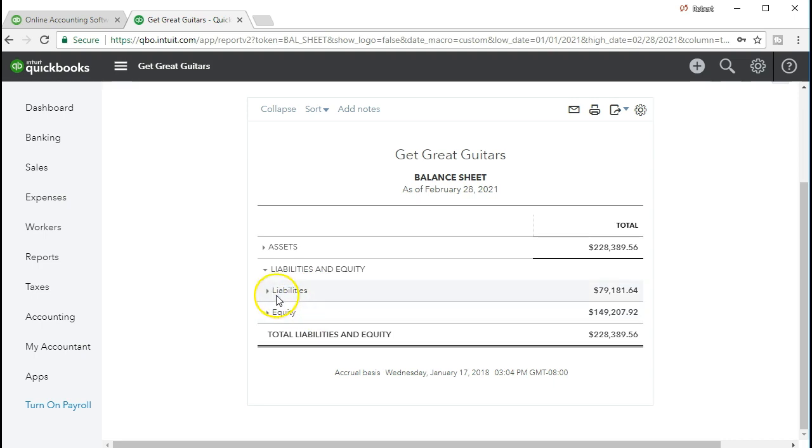We're first going to talk about liabilities. So we'll go into the liabilities. This represents, of course, third-party claims. So this is what the company has. $79,181 of it is claimed not by the owner. The owner wouldn't get it.